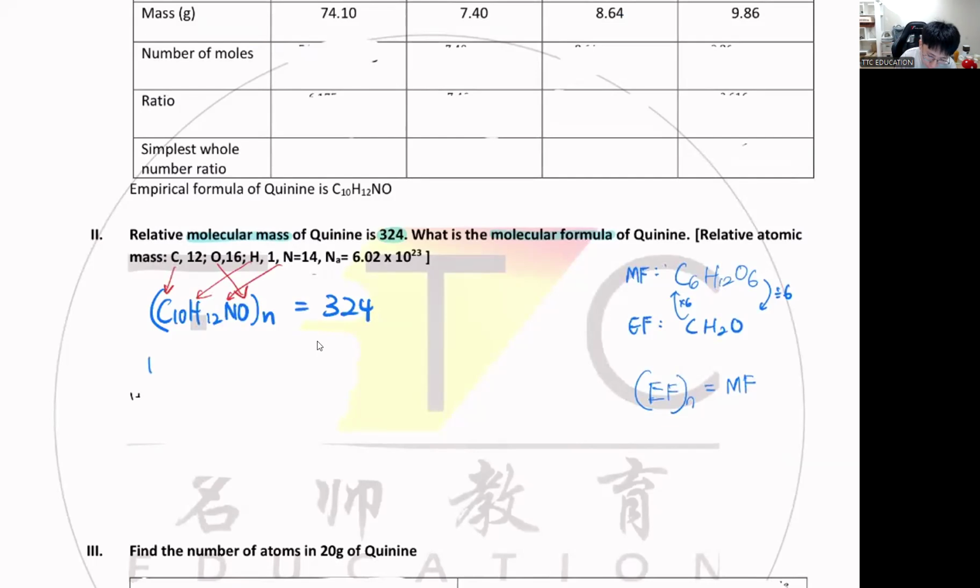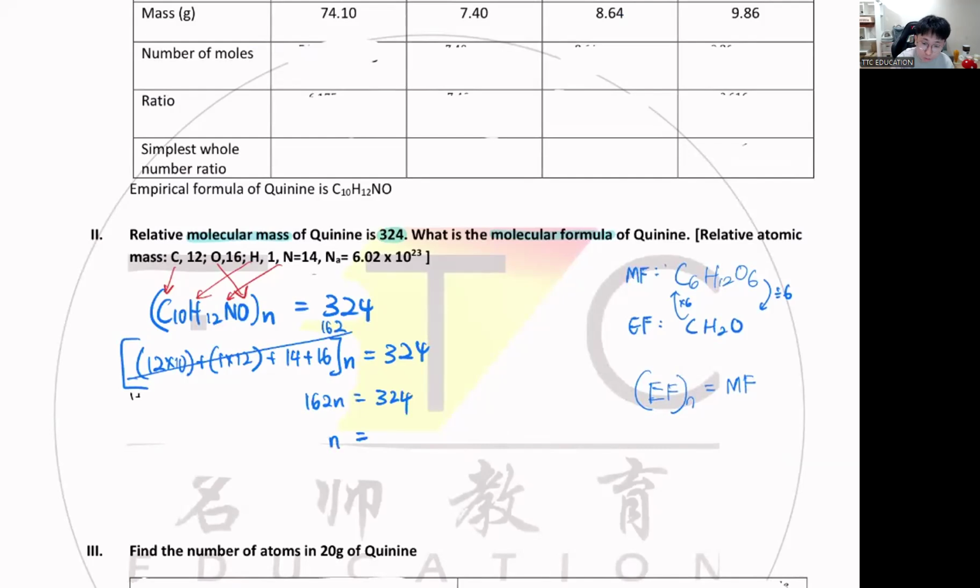So if you put the number in, it'll be like 12 times 10 plus 1 times 12 plus 14 plus 16. Okay, this whole thing multiply N equals to 324. Okay, so you do the maths lah. So you're gonna get like 14 plus 16 plus 12 plus 120. So you're gonna get 162 here. So 162N equals to 324. So your N is equal to 324 divide 162. So you're gonna get 2. So the multiplication is 2.